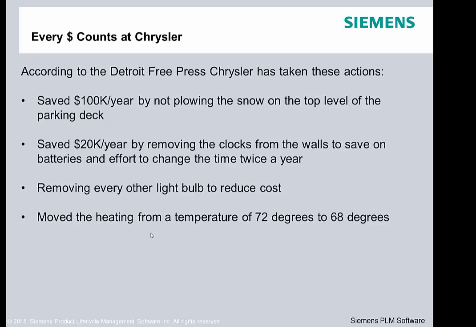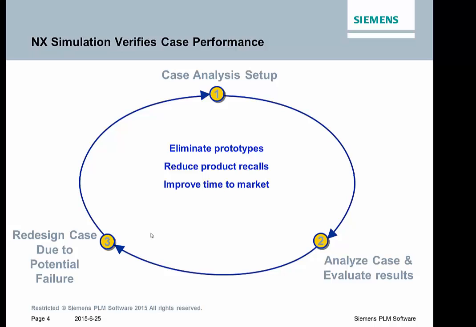Before we get into that, another item I want to mention is cost savings and what companies are doing to save costs. The example on this slide shows how Chrysler is doing things to save money. A recent article points out that they've saved $100,000 a year by letting the snow sit on the top level of the parking decks. They've done some things by removing clocks from the walls. They found out that it was costing them $20,000 a year in batteries and the manpower used to change the time. They've removed light bulbs, and probably a lot of us have seen that in different buildings where maybe half or a third of the lights are removed to reduce electricity costs. They've adjusted the heating. So this is an example of Chrysler, but a lot of companies are doing things to try to save money, and CAE ties into that as well.